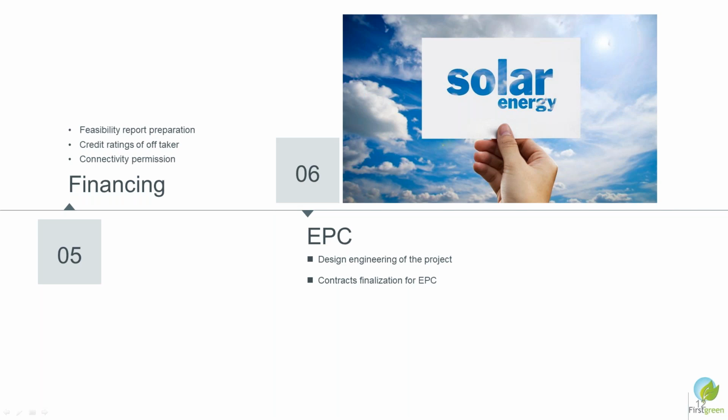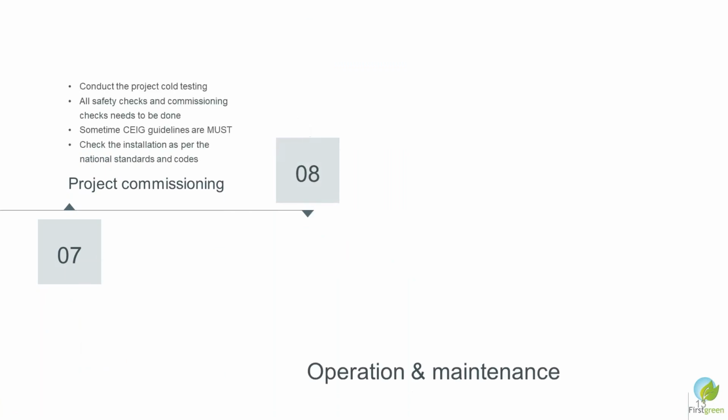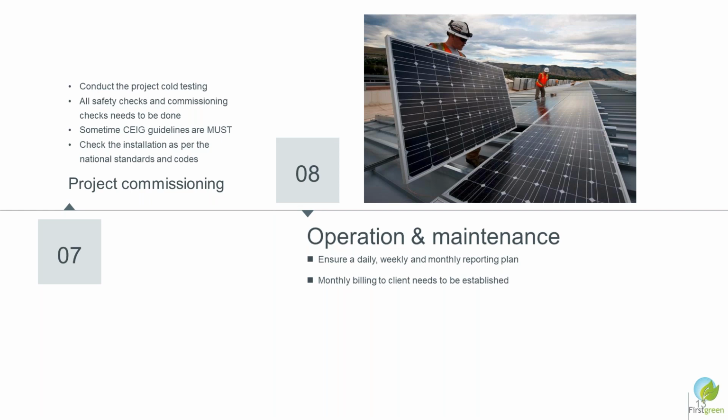You can do EPC on your own, but if you don't have your own EPC team, then you can offload the EPC as a project developer and finalize the EPC contract with the party, and then you proceed for installation of the solar rooftop system. So once you have done the EPC part of this, then the next part is the project commissioning, wherein you need to check whether the cold testing and the project is as per the guidelines specified by the government or not.